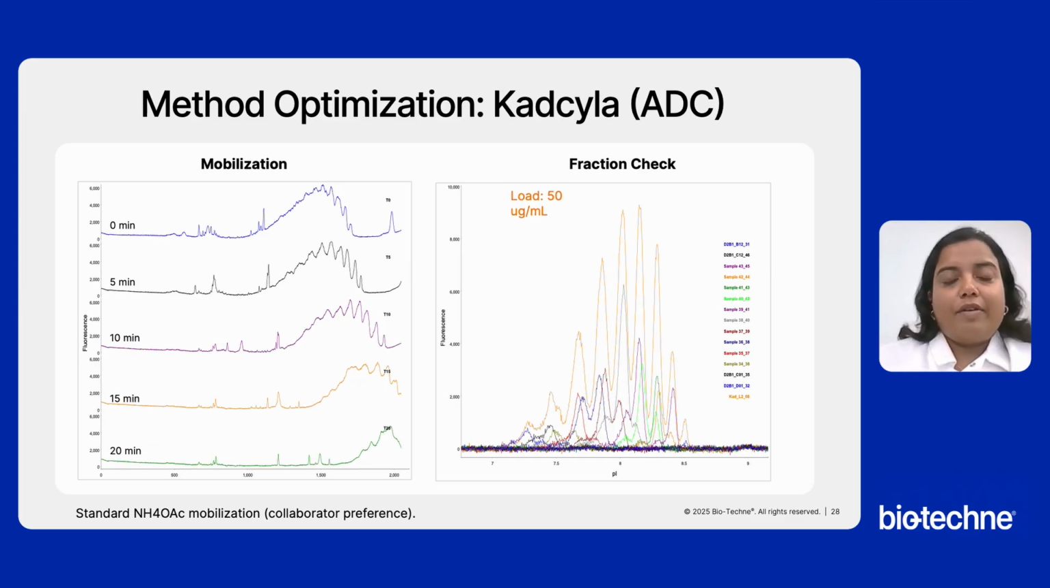Here is another molecule of interest, an antibody drug conjugate, Kadcyla, a microtubule inhibitor. Here we show on the left the mobilization of the molecule towards the end of the capillary, followed by the overlay of the fractions for the fraction check. Here again, ammonium acetate was used as the mobilizing solution. For more details, please do refer to our recent webinar on ADC fractionation.